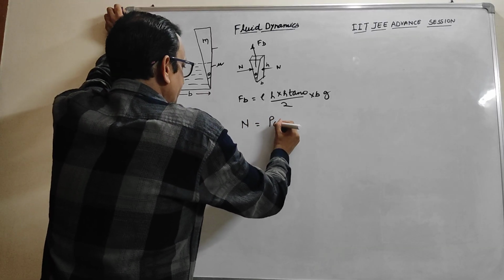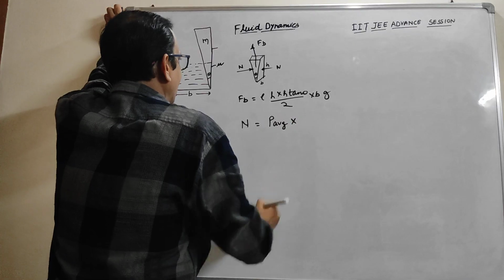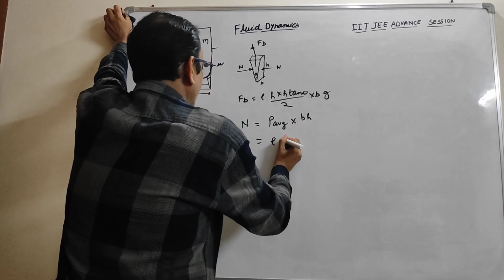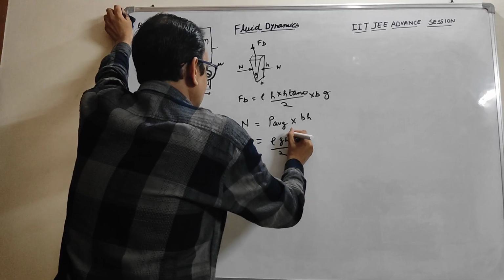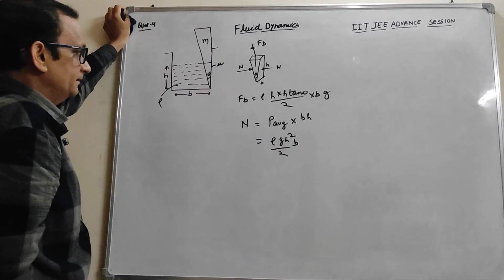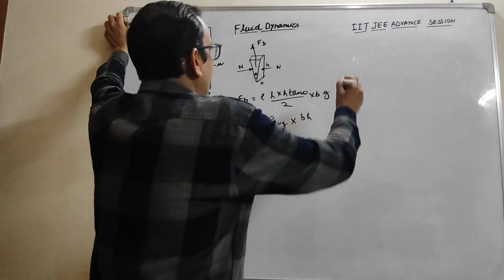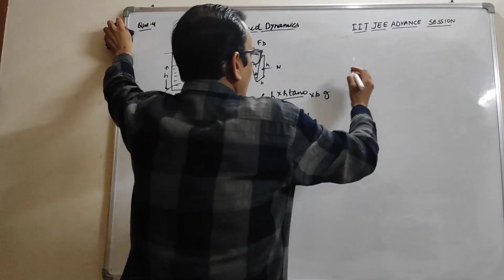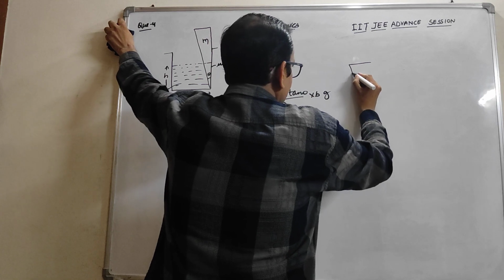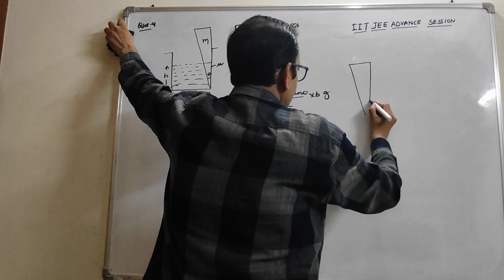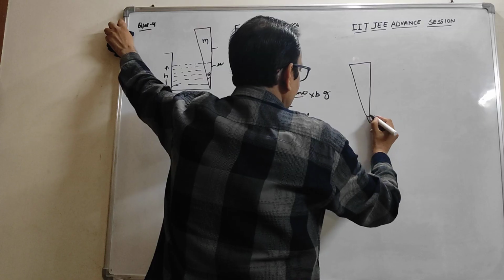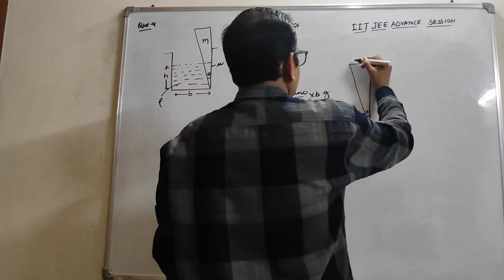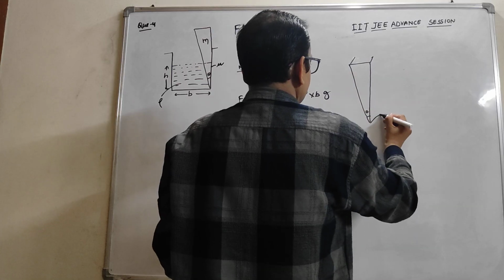And we have to calculate here the normal reaction. This would be P average into area. Area is equal to B into h. P average is rho g h by 2, so N is rho g h square B by 2. This is the normal reaction, and we draw the whole block here. This is the situation here. This is the whole block, this is the apex angle theta, and this is the 3D view.